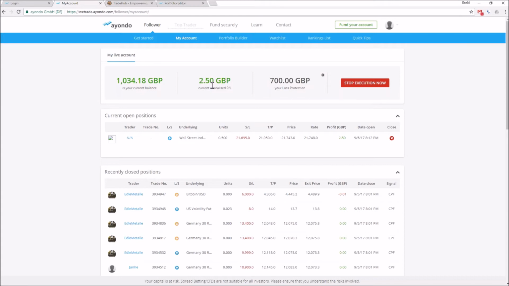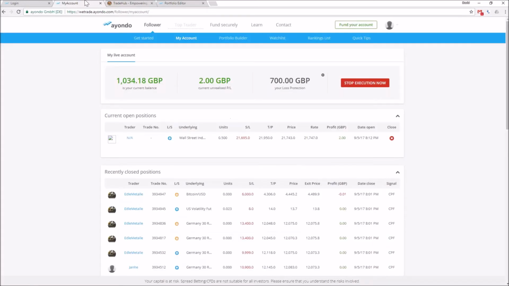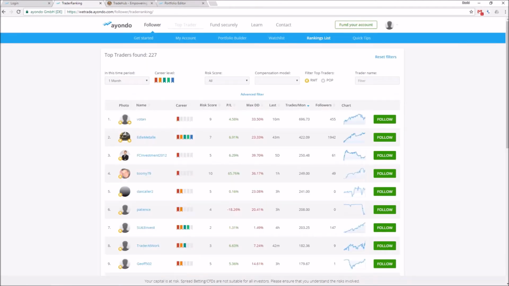So for me, when I'm looking at people I'm following and how well they're doing, I tend to go for the high-level view. But if you want to pull off things like statements, etc., you can jump onto TradeHub and find out a little bit more information. But for me, the whole idea of follow trading all starts with this rankings list. And someone said, how often do you need to check it?